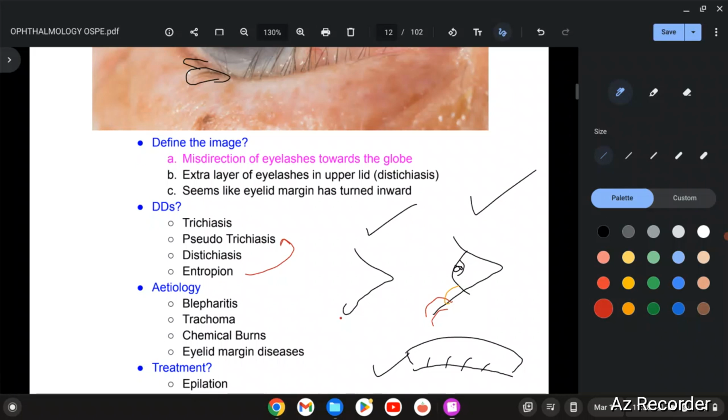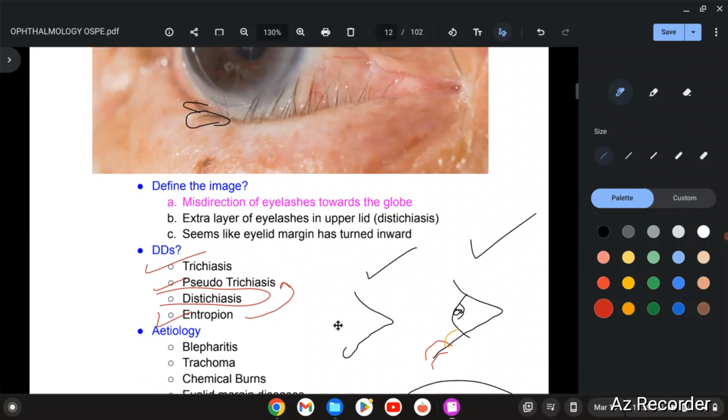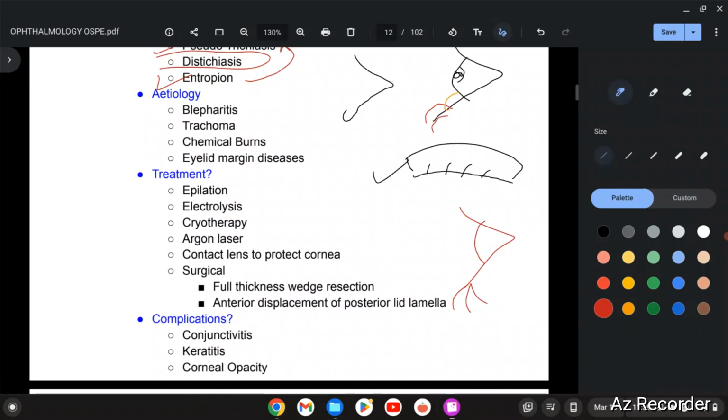This is pseudotrichiasis or entropion, same thing, okay? And then there's distichiasis as well. So what is the etiology of trichiasis or entropion simply? Imagine all of the conditions that will cause fibrosis on the palpebral conjunctiva.